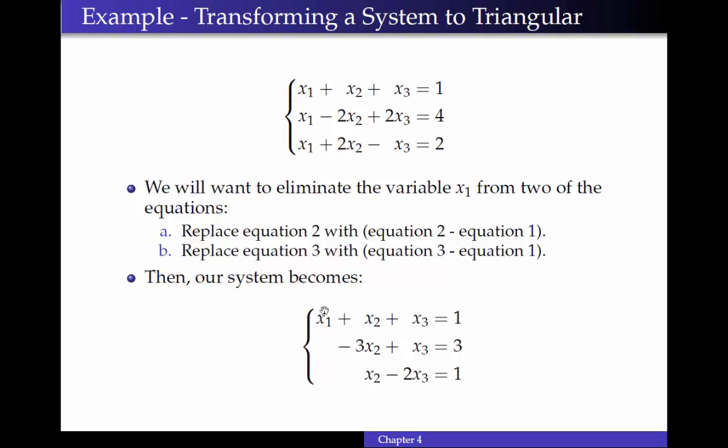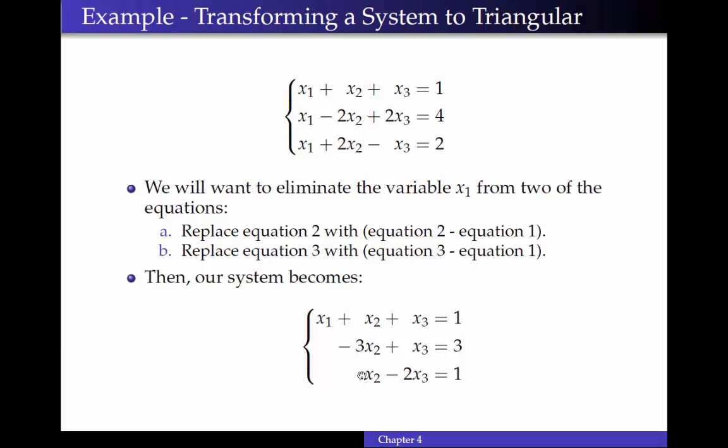So once I do that, looking just at the second equation, I have x1 minus x1. That's 0. I have negative 2x2 minus x2. That's negative 3x2. And then I have 2x3 minus x3, leaving me with just 1x3. And then I also have to do that to the right-hand side. So I have 4 minus 1 is 3. So this equation here is our new equation 2. So I've replaced equation 2 with equation 2 minus equation 1.